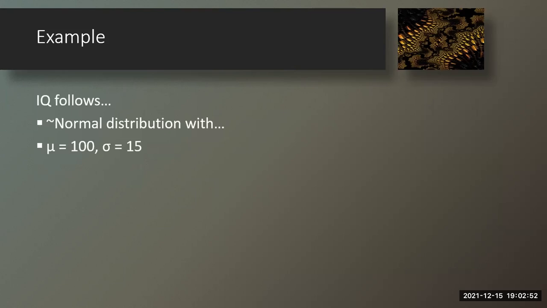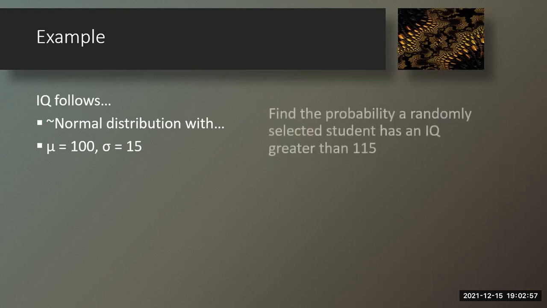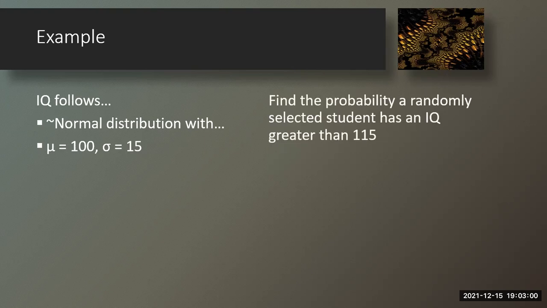So another example. IQ follows a normal distribution with a mean of 100 and a standard deviation of 15. We want to find the probability that a randomly selected student has an IQ that is greater than 115. So this time I have a normal distribution. It's not the z distribution, and I'm asked to find a probability. This is where students would be expected to remember that it's a question about probability, and it's the normal CDF tool that we want to use here. So greater than 115. All right.